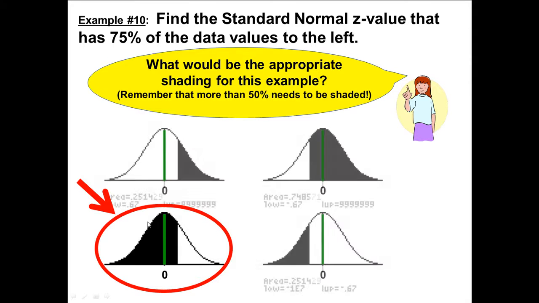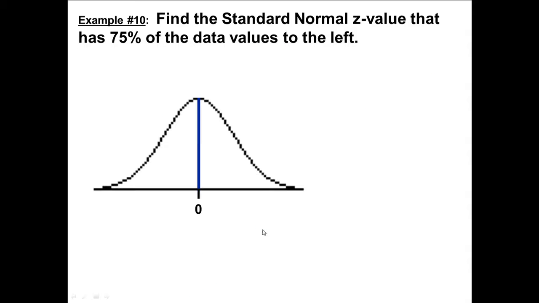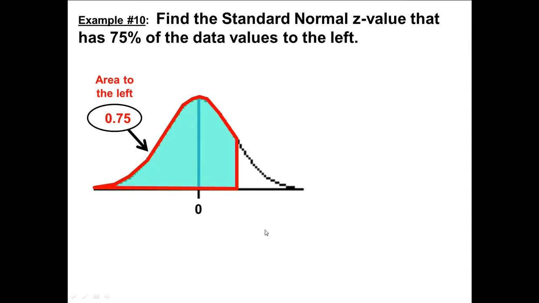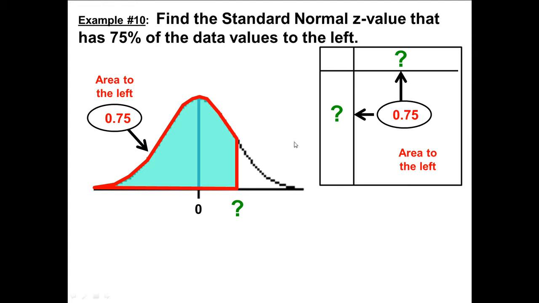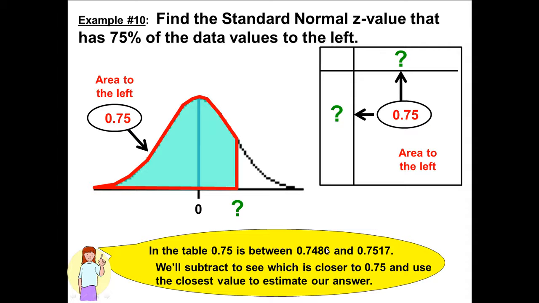Okay, so let's look at the next thing. The next one, so we have this right here. That's your 0.75. What you're going to do is find the inverse norm. Well, how do you find that z-value? Well, go to the tables and find the closest thing to 0.75. Now, if you look, the closest thing to 0.75 is between 0.7486 and 0.7517.